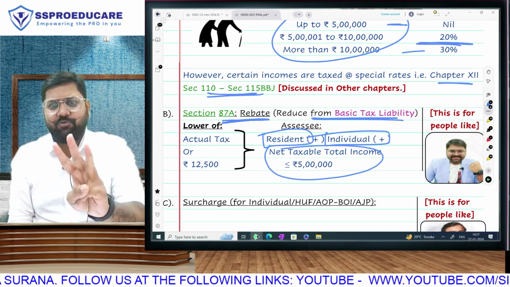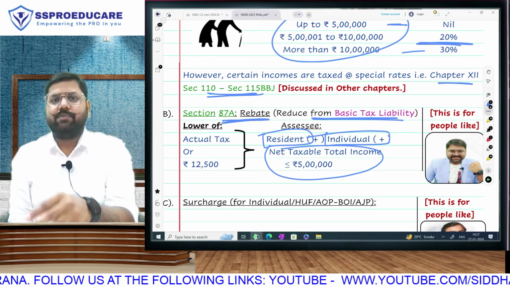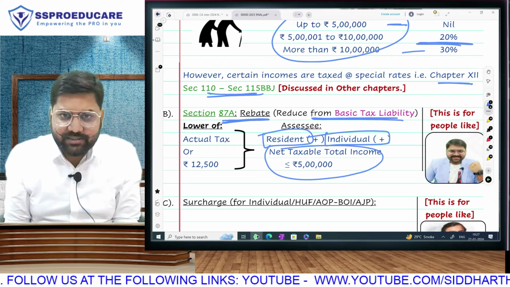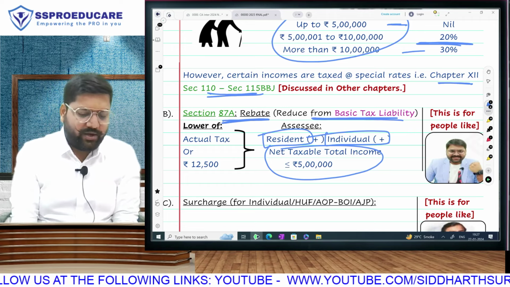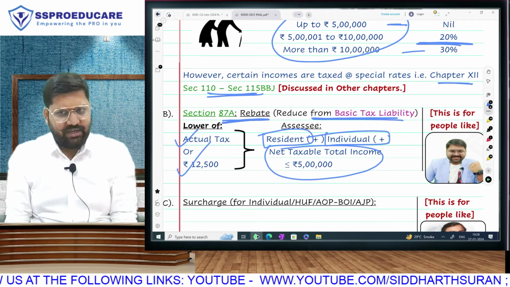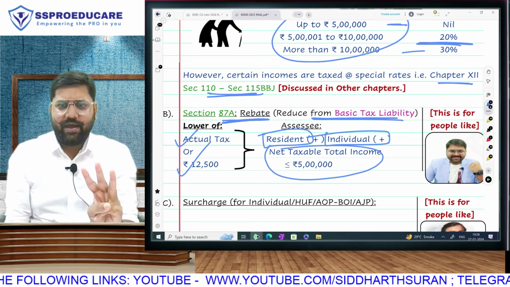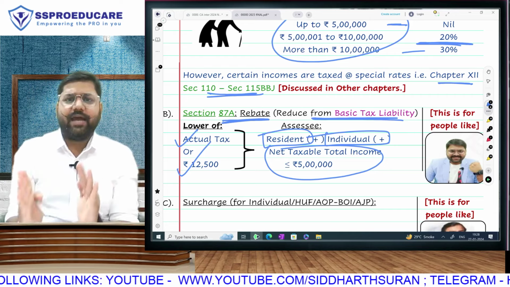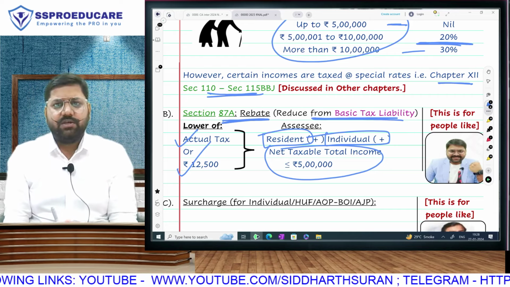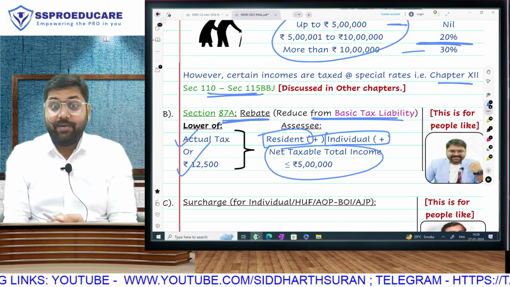Resident individual, income up to 5 lakh. If you fulfill these 3 conditions, you will get a rebate of your actual tax or 12,500, whichever is lower. So first the condition: resident individual, net taxable total income up to 5 lakh, equal to 5 lakh also covered. Actual tax or 12,500, whichever is lower, is going to be your rebate under the old regime.